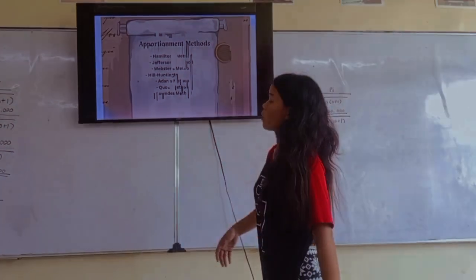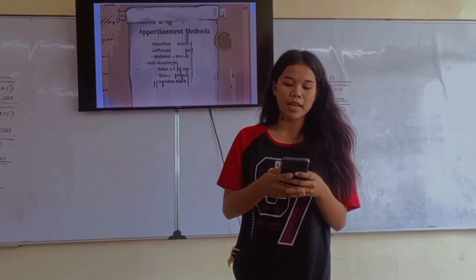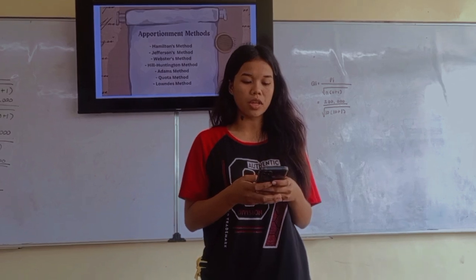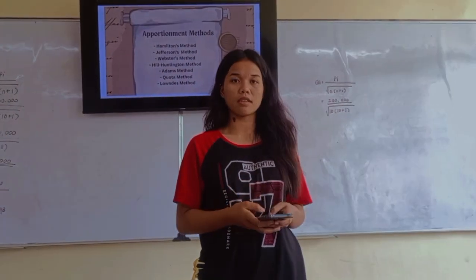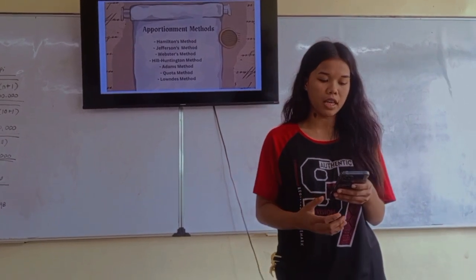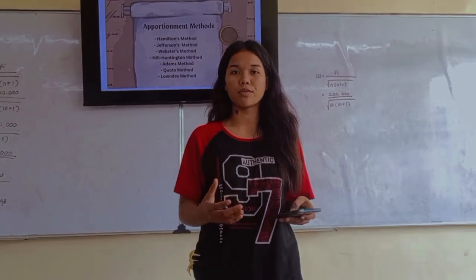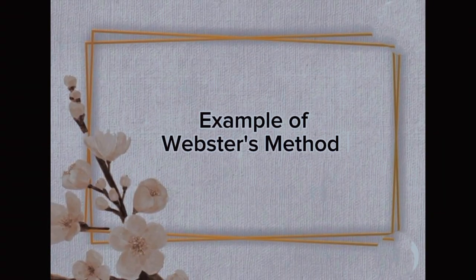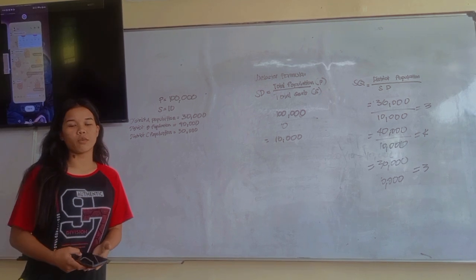The third one is the Webster method. The Webster method is a formula used to allocate seats in a proportional representation system, a way to divide seats fairly among parties or groups based on their relative support. These are the examples of the Webster formula.